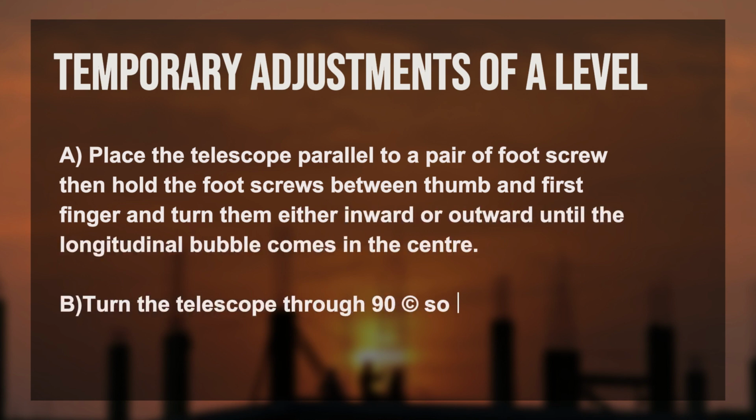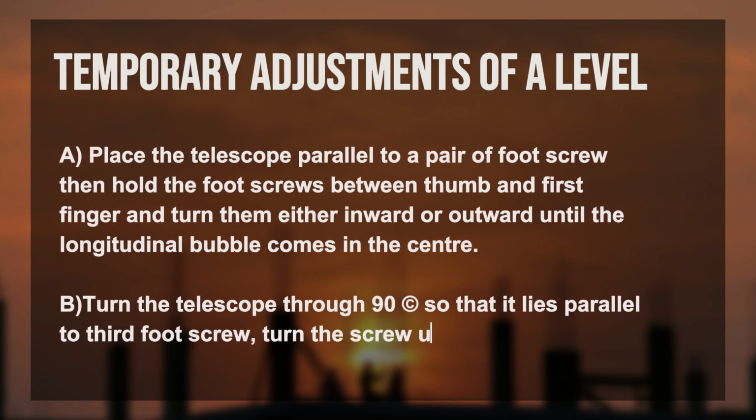We place the telescope over any 2 of the foot screws and hold them between the thumb and the first finger. We turn them either inward or outward, so the 2 screws are moved inward or outward simultaneously, until the longitudinal bubble comes to the center. So, we move these 2 foot screws and watch the bubble, moving them inside or outside till the bubble comes to the center of its run.